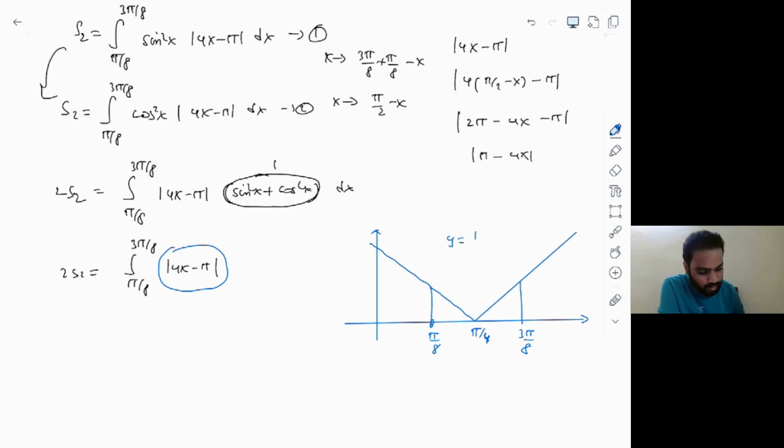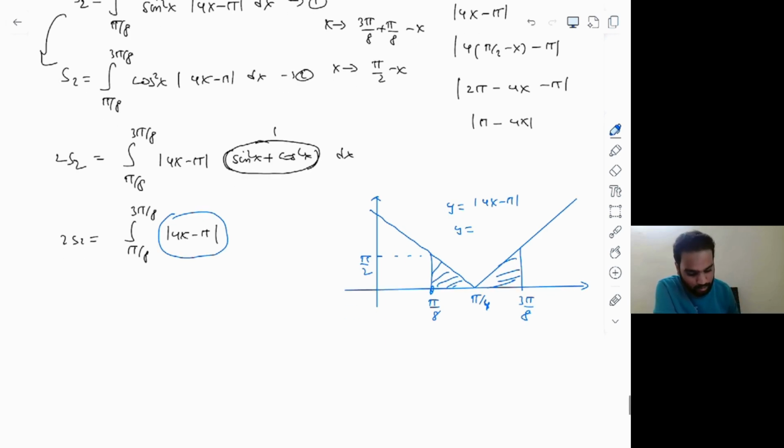And as I told, this is y equals modulus of 4x minus pi. So if you put pi by 8 in this function, you will get y equal to pi by 2 minus pi in modulus, which is pi by 2. So this height here is pi by 2. So you can simply calculate the areas of these two triangles and write down your direct answer. So as I told you, this is the easier method.